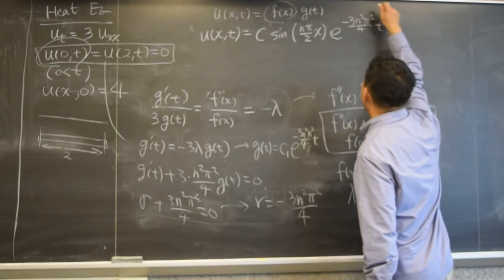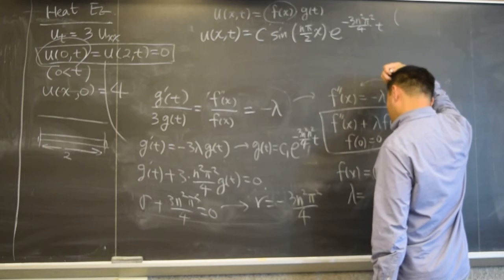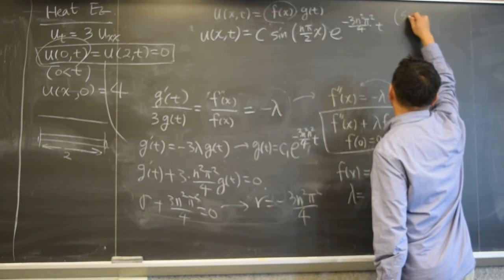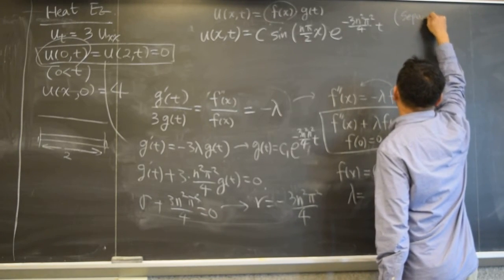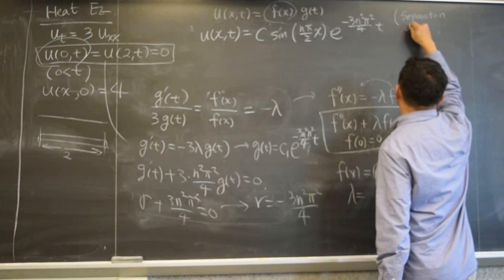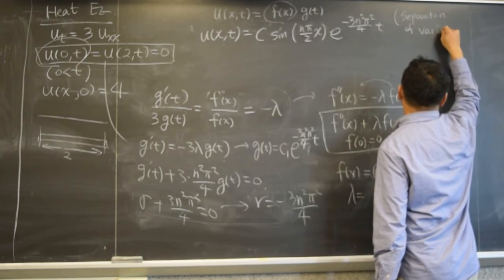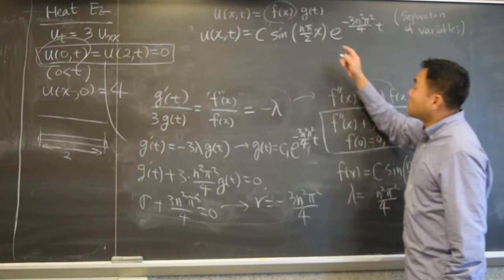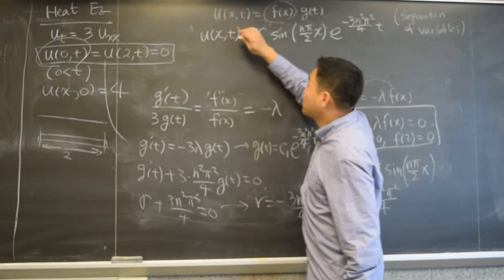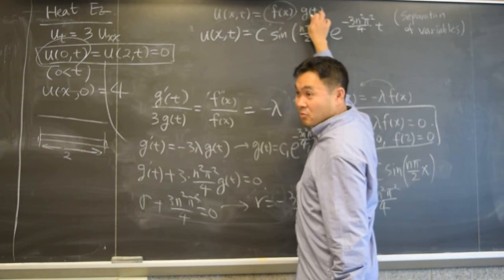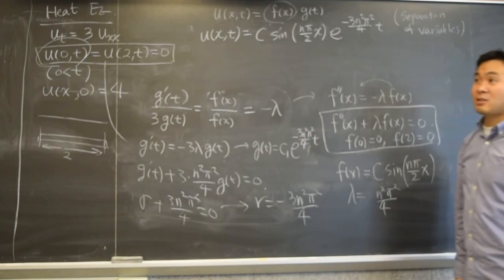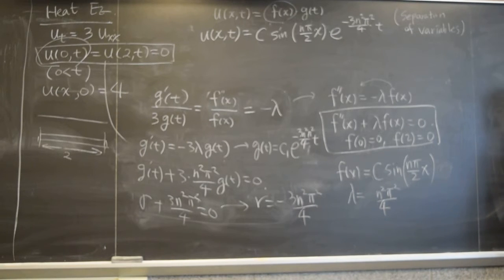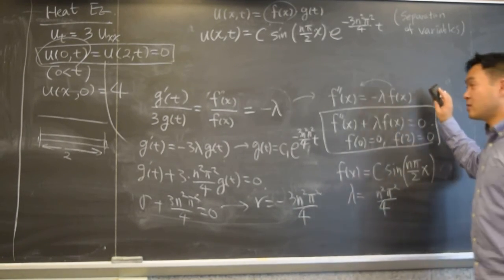By the way, such a method is called the separation of variables method. It acquires that name because I'm assuming that u(x,t) is a function of x times a function of t. So that's where that name comes from. Any questions until here?